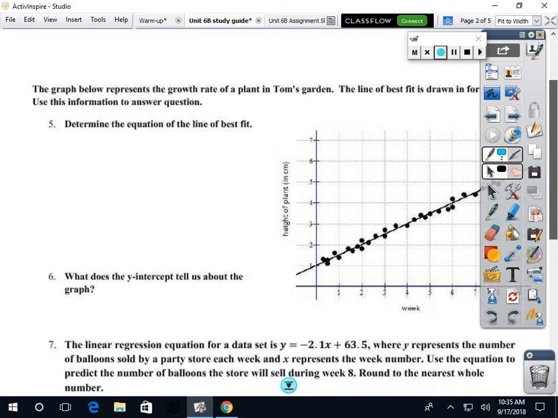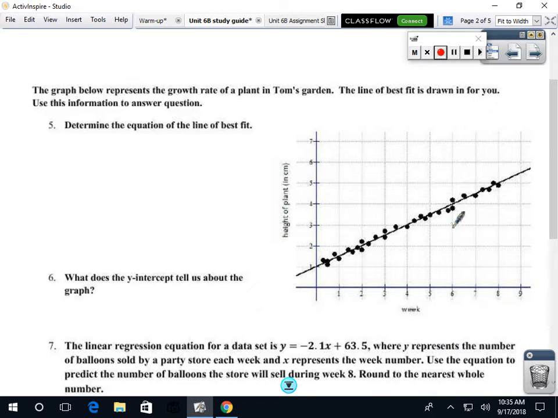All right, number 5. The graph below represents the growth rate of a plant in Tom's garden. The line of best fit is drawn for you, okay? See how they drew the line of best fit through the scatter plot? We're going to use this information to answer the question. Number 5 wants you to determine the equation of the line of best fit.